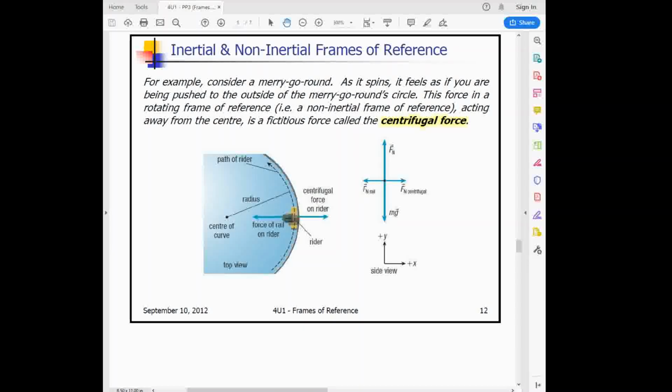So here's an example. If we have a merry-go-round that spins, it feels as if you're being pushed to the outside of the merry-go-round circle. This force in a rotating frame of reference, acting away from the center, is a fictitious force that we call the centrifugal force.